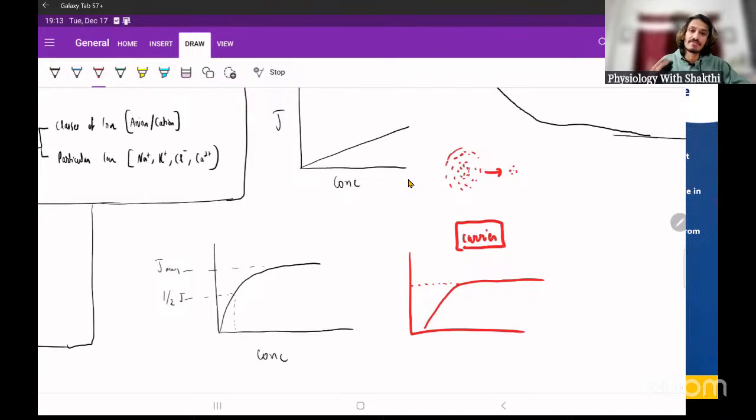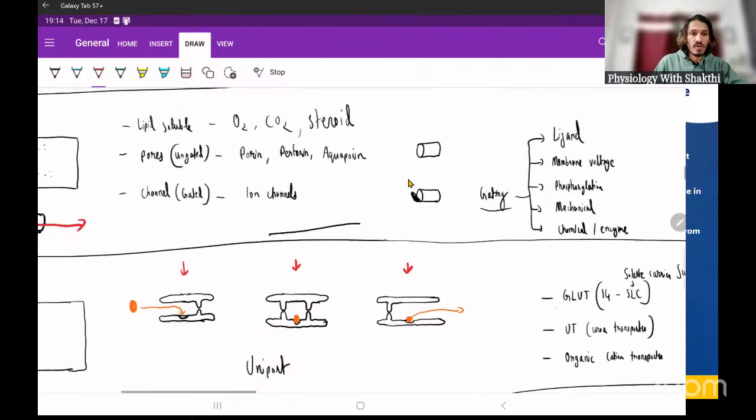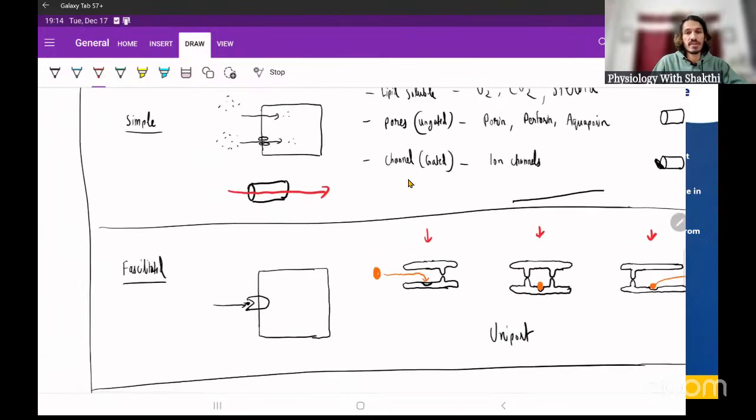So this one difference here, rate of flow and concentration gradient, is something you need to draw and explain. You explain what is simple diffusion, what is facilitated diffusion, then give examples, then third, explain about the saturation kinetics, and if possible, draw the diagram. Then you will get good marks if this question is asked.